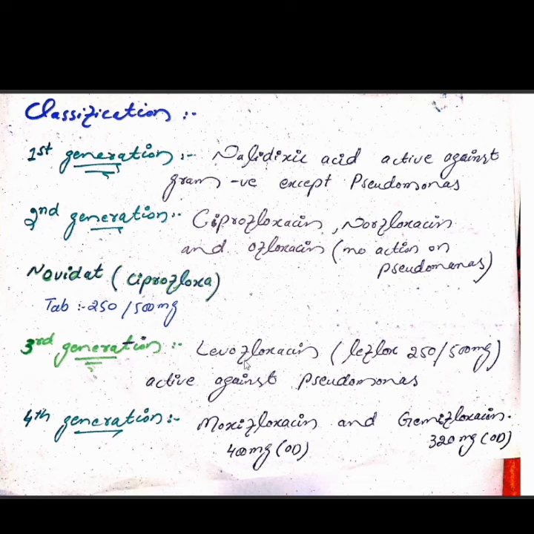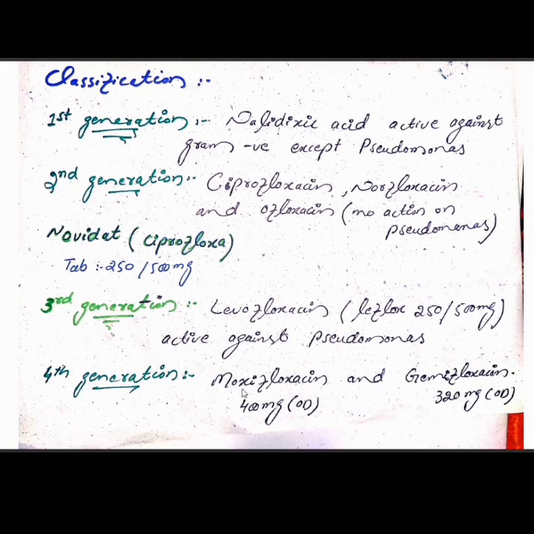In the third generation we have levofloxacin, a commonly used antibiotic, available with the brand name Levoflox, in 250 mg and 500 mg tablets. It is also active against Pseudomonas. Levofloxacin is commonly used to treat skin infections, throat infection, chest infection, UTI, and typhoid. In the fourth generation, we have moxifloxacin and gemifloxacin. Moxifloxacin is available in a 400 mg tablet, used once a day (OD), and gemifloxacin is available in 320 mg tablets, also used OD. Moxifloxacin is commonly used to treat diabetic foot ulcer.